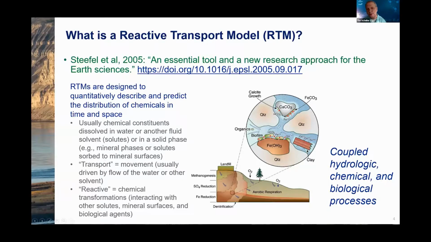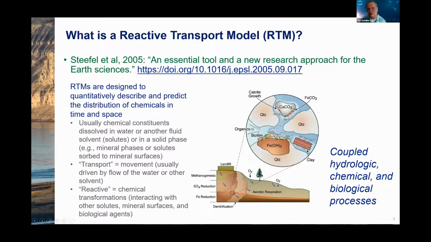Usually these chemical constituents are represented as being dissolved in water or some other fluid solvent. Could be air, it could be oil or gas, or maybe supercritical carbon dioxide. So they're solutes dissolved in a liquid phase or in a solid phase. They could be mineral phases, or they could be solutes sorbed to mineral surfaces, for example.